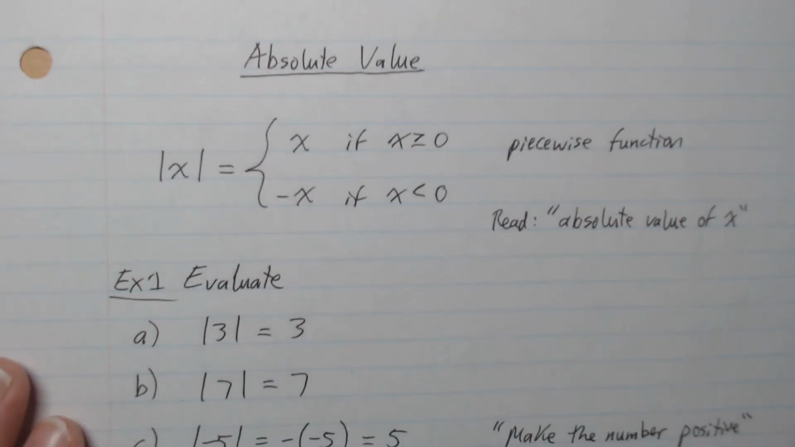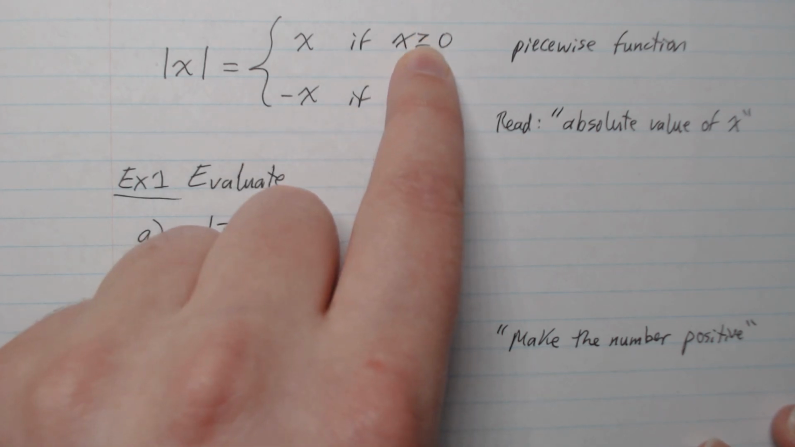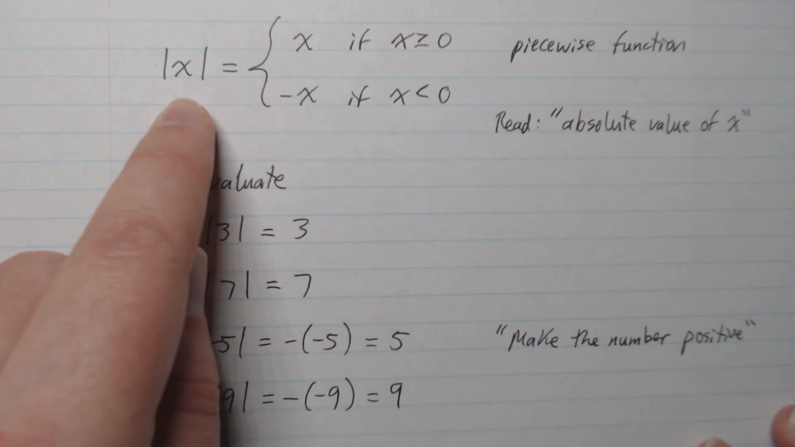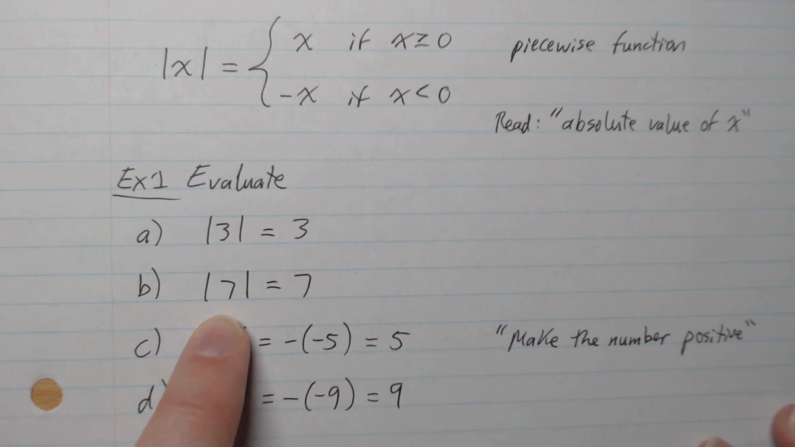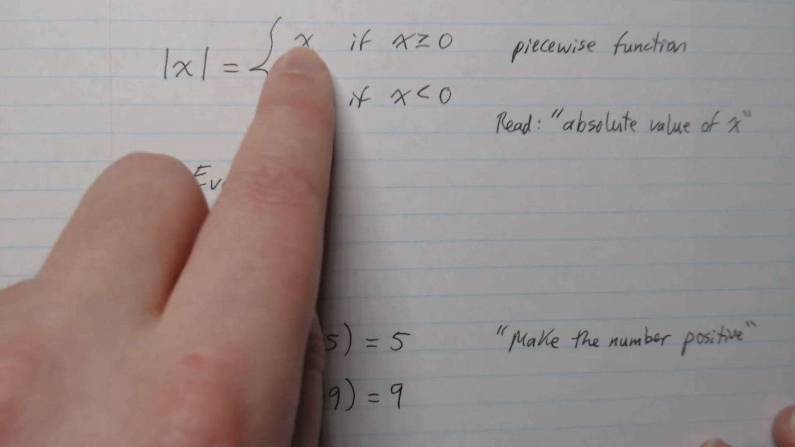So let's look at some examples here. Absolute value of 3. 3 is greater or equal to 0. Therefore, absolute value of 3 is 3, right? Absolute value of x is x. It remains the same like that. Absolute value of 7. 7 is greater or equal to 0. So absolute value of 7 is 7 like that.